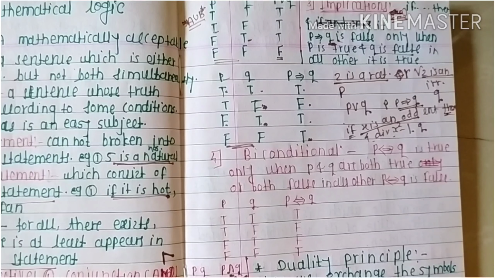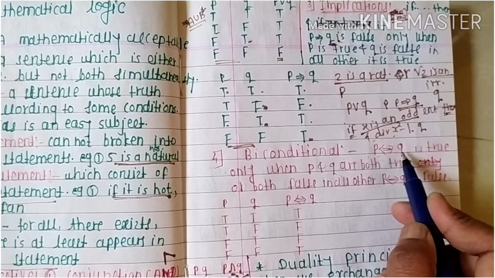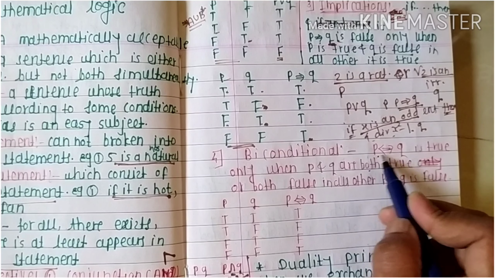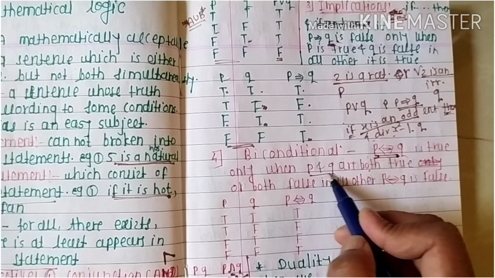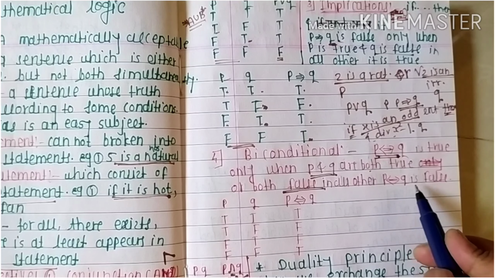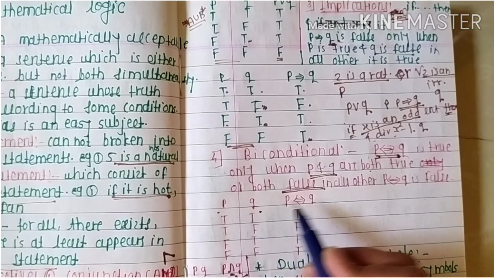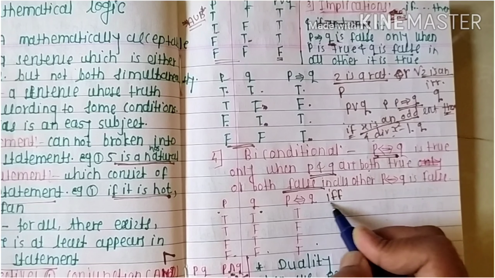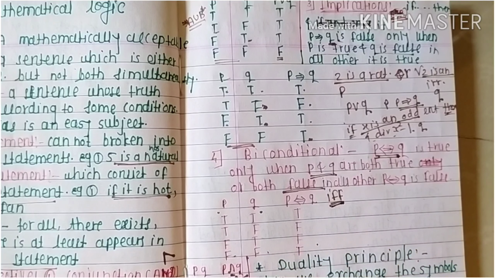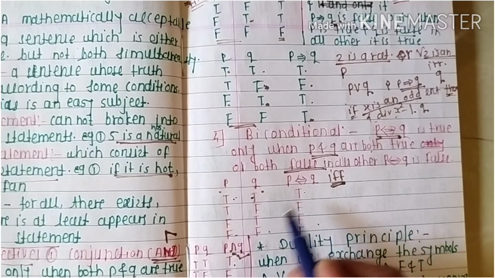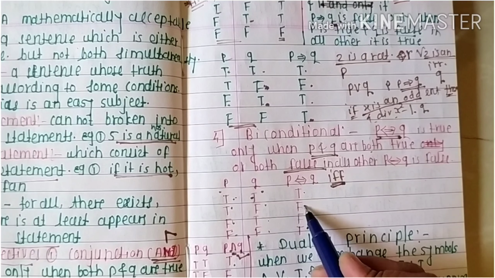Next is the biconditional. P double implies Q, or double implication, is true only when P and Q are both true or both are false. In all other cases it is false. If both are true then it is true, and if both are false then it is also true. When the statement involves the term if and only if, we use the biconditional or double implication. In the truth table, P double implies Q is true for both true and both false, and in all remaining cases it is false.